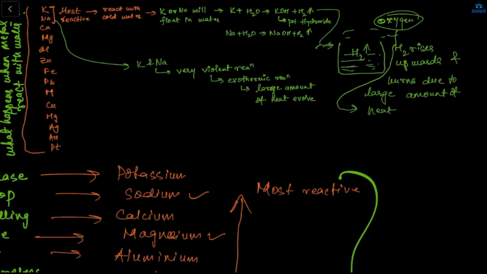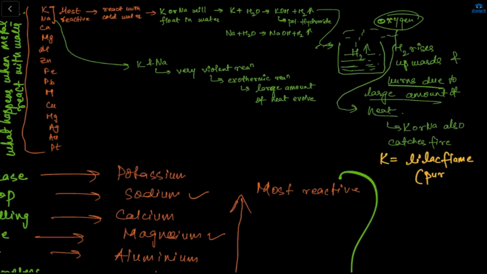So if here your potassium and H2 is there, H2 is a gas, so obviously it will move upward. If it moves upward in your environment, the oxygen is present, so it will collide with your oxygen, and a large amount of heat will evolve. So here your potassium or sodium also catches fire. For potassium the flame is purple in color, and for sodium it will be somewhat golden yellow flame.